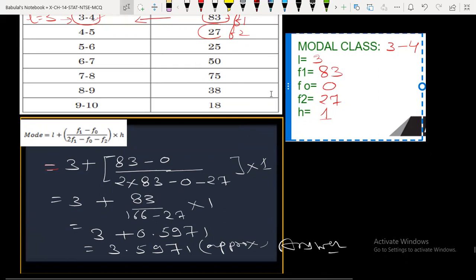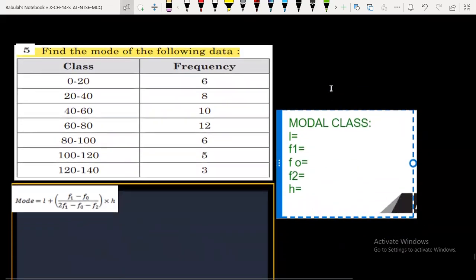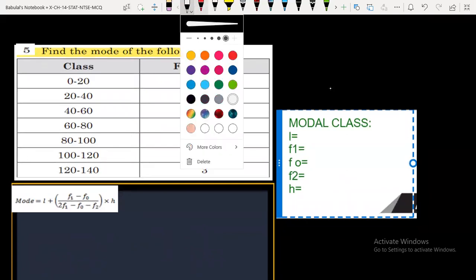I think you have got it. And now we come to the next question. Question number 5, find the mode of the given data.